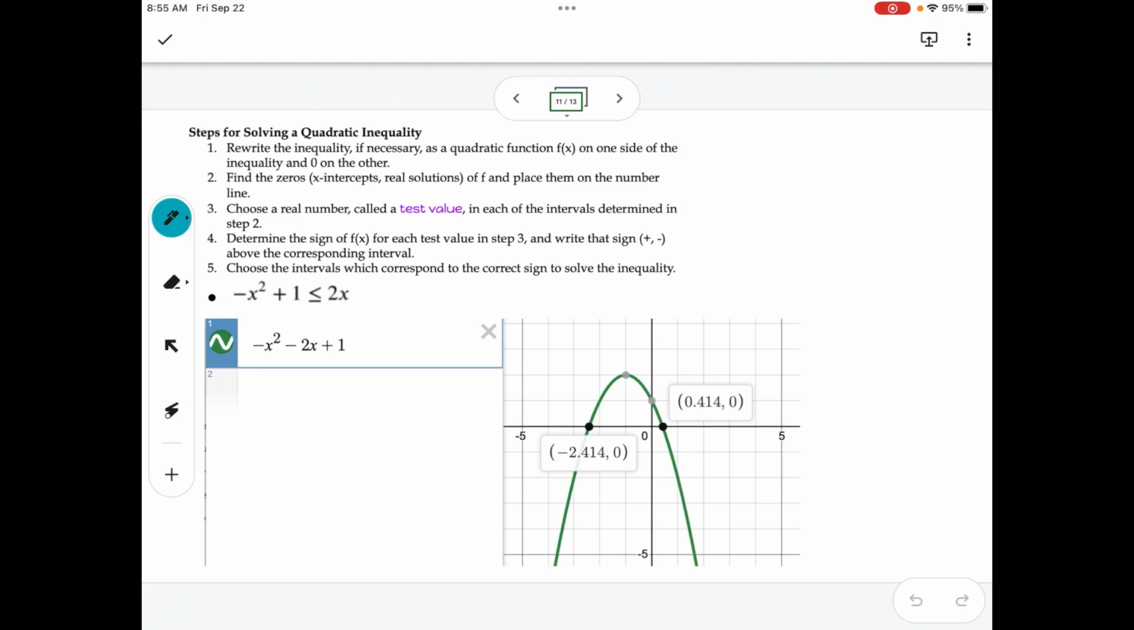Let's try this guy. We have something a little different. We've got x squared plus 1 is less than or equal to 2x.